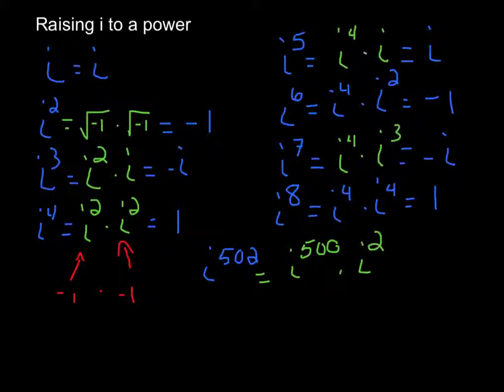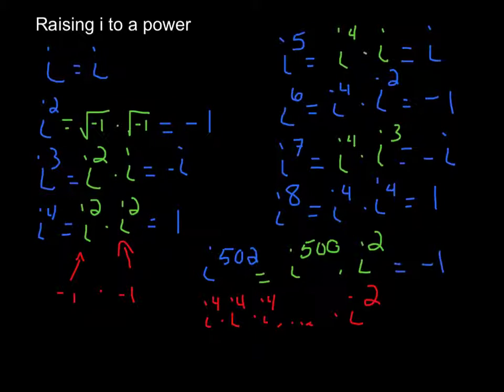Well, we look at this, I to the 500 is a multiple of 4. This is the same thing as, if we wanted to write it out, I to the fourth times I to the fourth times I to the fourth. We would continue to do that 125 times, and we keep going all the way down, and we'd end up with times I squared. Well, remember that I to the fourth is 1. So all of this is 1 times I squared. We look back up here, I squared is negative 1. So the answer to that one would be negative 1.